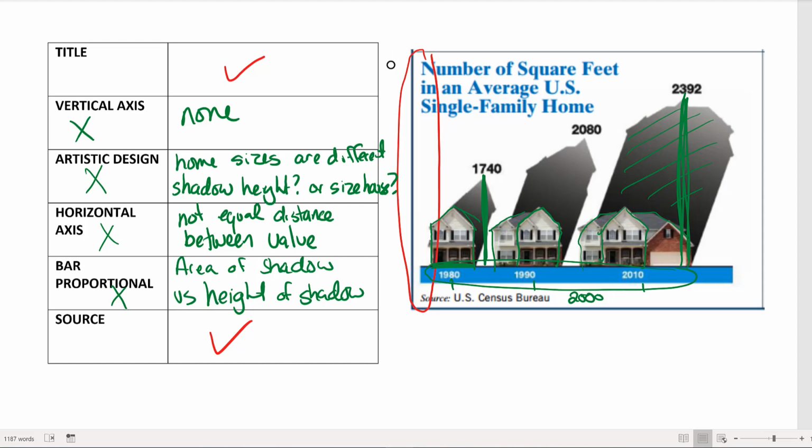So just because it's pretty and it has fun things like houses or dollars doesn't mean it's actually a very good quality graph. So just be very careful when you're interpreting graphs in your future.